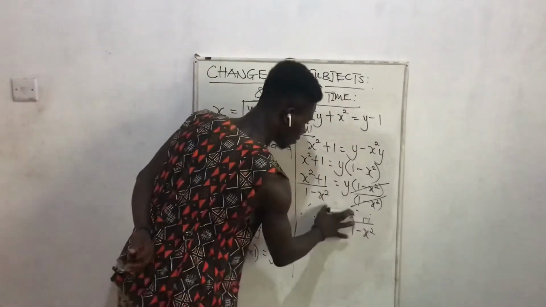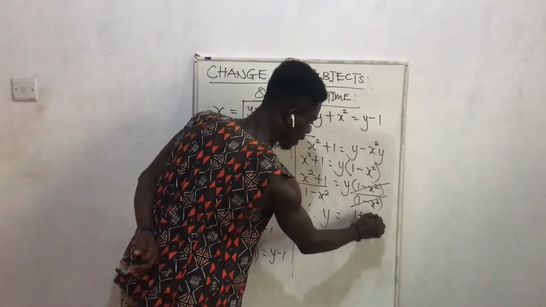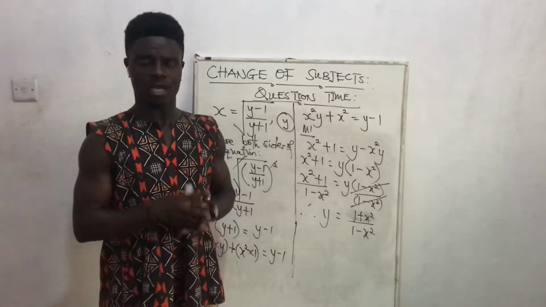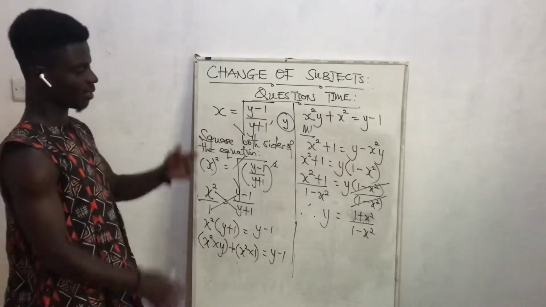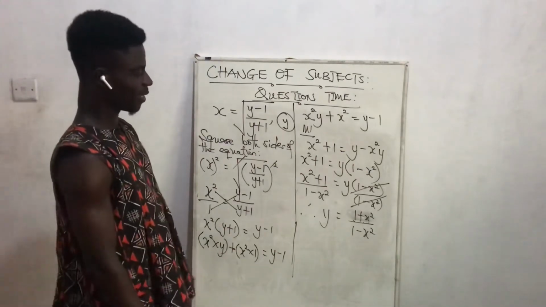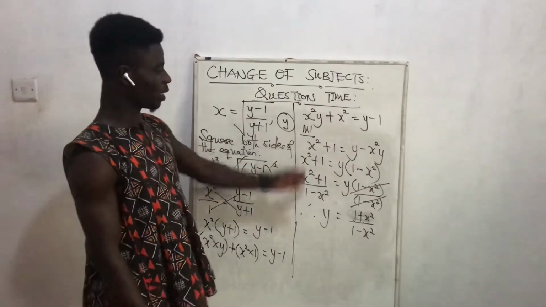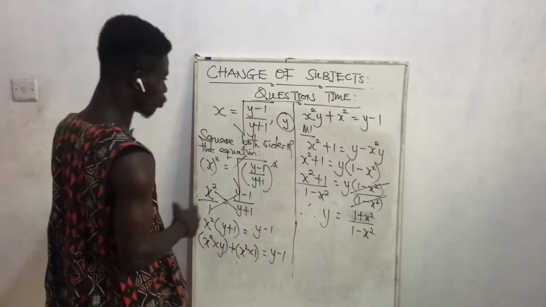Or this one, x squared plus 1, is the same thing as 1 plus x squared. Why? Because addition is commutative. So it's the same thing as that. Very, very simple. So this one is method 1. So let's see method 2.